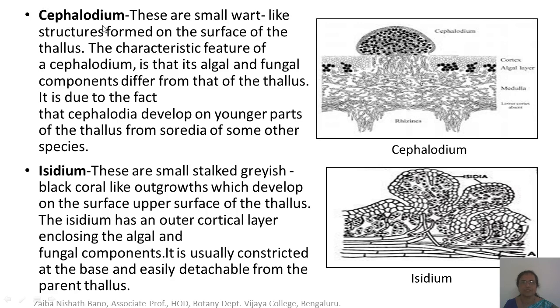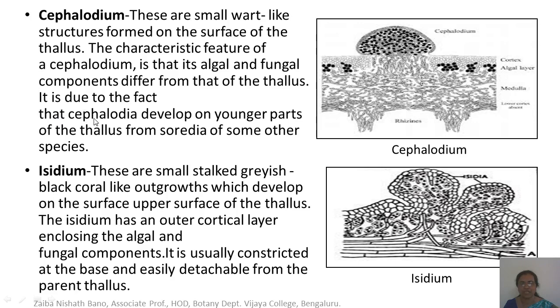Next type of asexual reproduction is by the formation of cephalodium. Cephalodium here, this is the thallus. You can see the cephalodium here. They are small wart-like structures. Small wart-like structures mean small irregular outgrowths formed on the surface of the thallus. And what is the characteristic feature of a cephalodium? The characteristic feature is that its algal and fungal components differ from that of the thallus it is growing on. Why is this so?